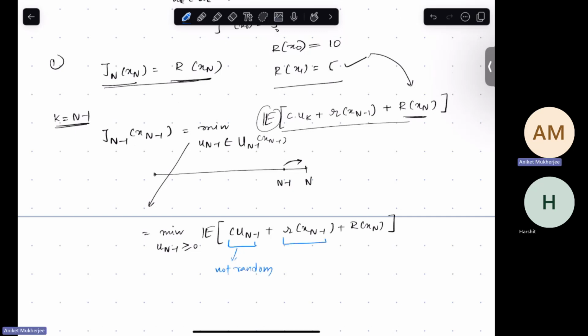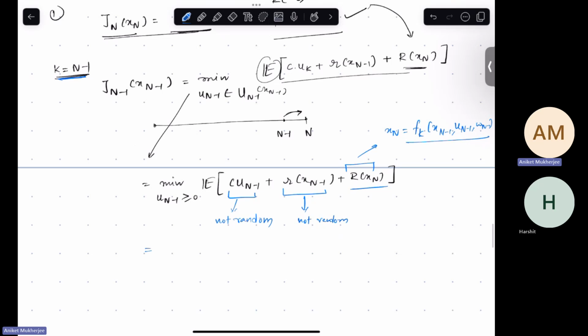And this is also not random. The whole randomness comes from here because x_n equals... you are at k equal to n minus 1. You know what state you are at n minus 1, and then from that state, you're going to n. x_n is random. x_{n-1} is not random. So x_n is the dynamics f(x_{n-1}, u_{n-1}, w_{n-1}). So randomness is here. So these both terms can come out of the expectation.